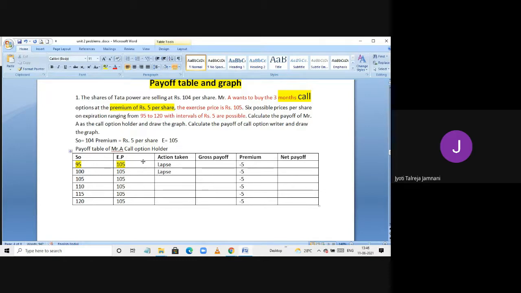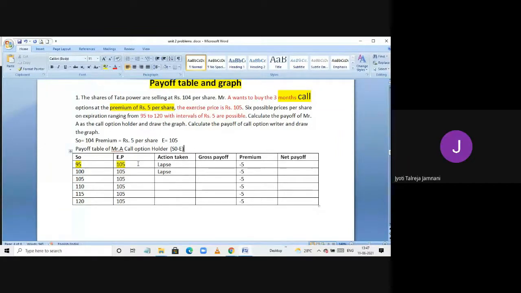Or I will tell you one shortcut way. Can anybody tell me what is the formula for call option? S naught minus E or E minus S naught? S naught minus E. Okay, so now see here all of you. First column is S naught, second column is E. Okay, let's do S naught minus E. 95 minus 105. How much? Minus 10?